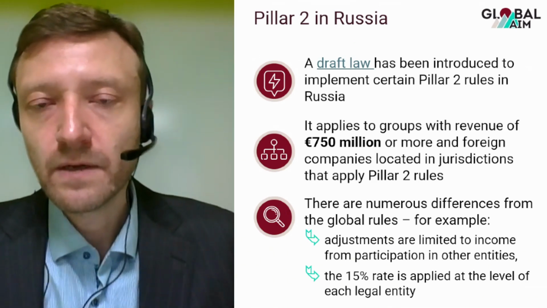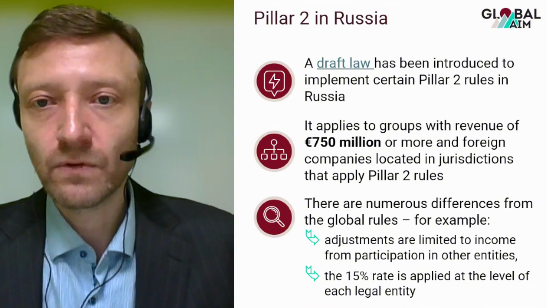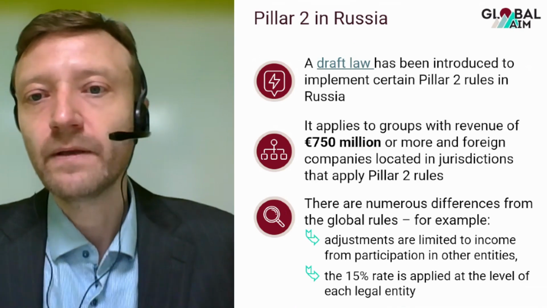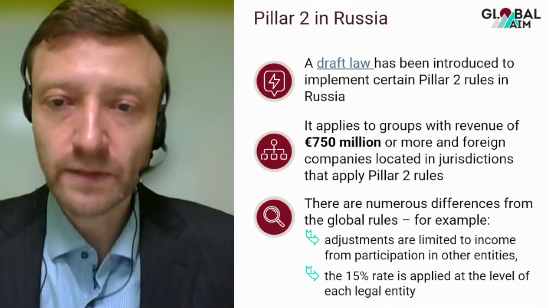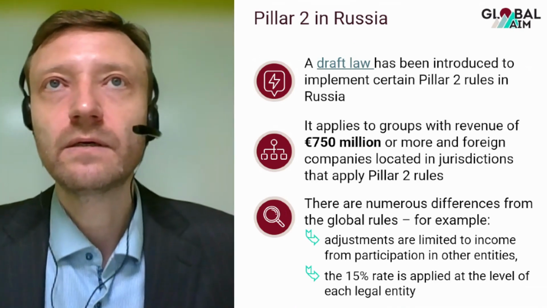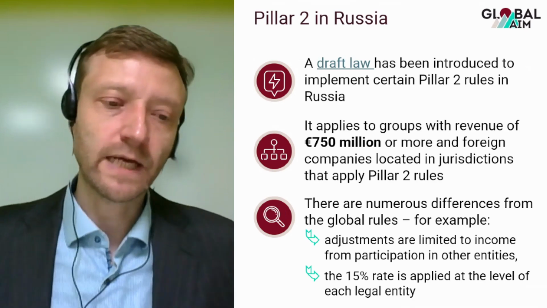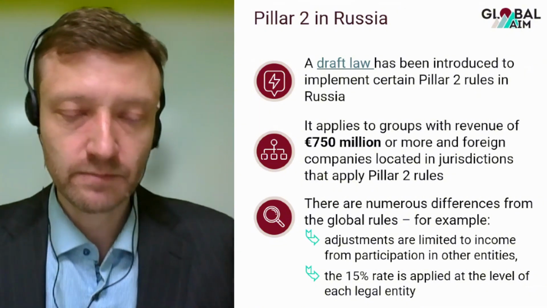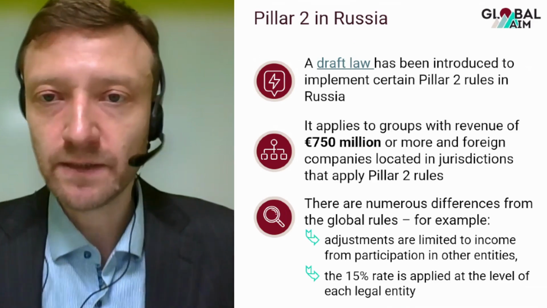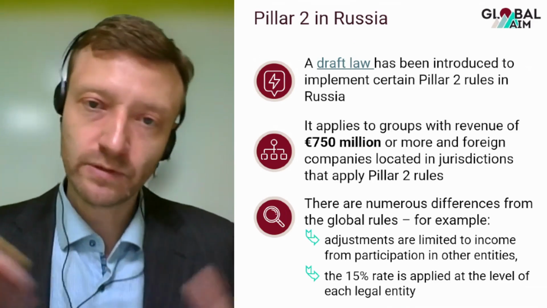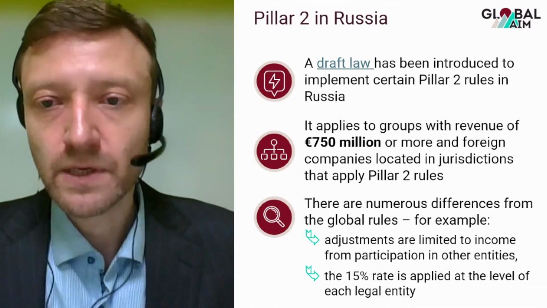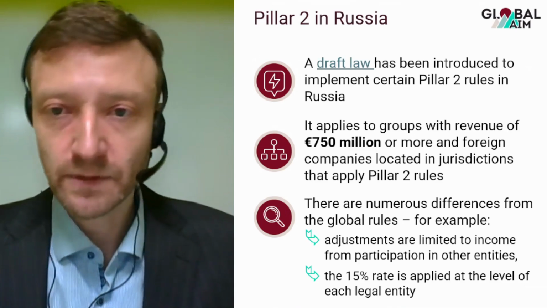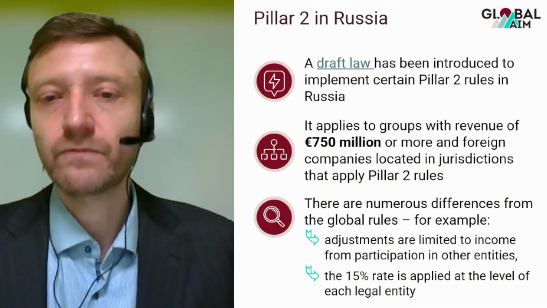as probably most of you know, DMTT rules provide for adjustments for the local tax base, for what is called Pillar 2 net income. Several types of adjustments should be made. In Russia, the adjustments are limited to income from participation in other entities, which probably implies that only capital gains and dividends should be adjusted without any limitation. So it's also different from the global rules, but no other adjustments are envisaged by the draft law. This is a notable difference of Russian Pillar 2 DMTT principles from the global rules.